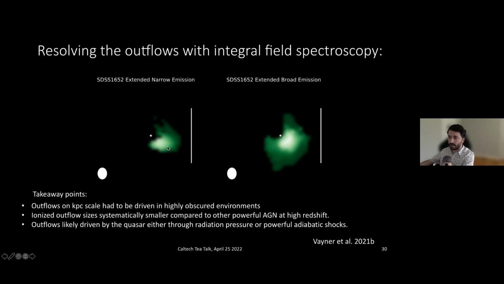It's kind of hard to decipher, but the punchline is that we think that these outflows had to be driven in relatively obscured environments for them to look the way that they do on these kiloparsec scales. And so we definitely think that perhaps radiation pressure on dust grains in these systems played an important role in the small scales to actually drive these powerful outflows.